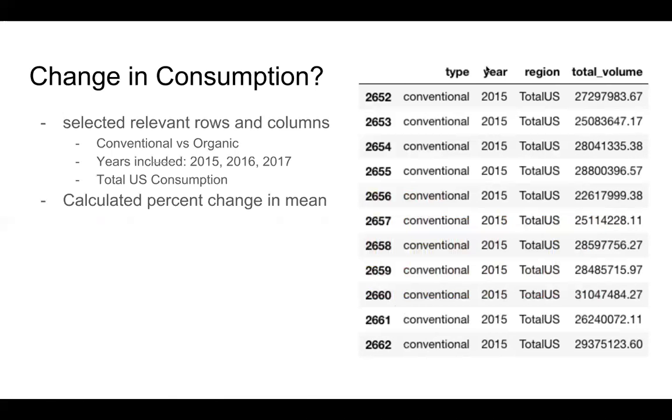To analyze whether relationships or trends were present, we used the mean of the total volume. To obtain the mean, we used the describe function and then used this calculated mean to compute percent changes in the total volume from one year to the next. We followed this same procedure for conventional avocados in 2015, 16, and 17, and for organic avocados in 2015, 16, and 17. Overall, we created and analyzed 6 separate data frames that satisfied the specific conditions.